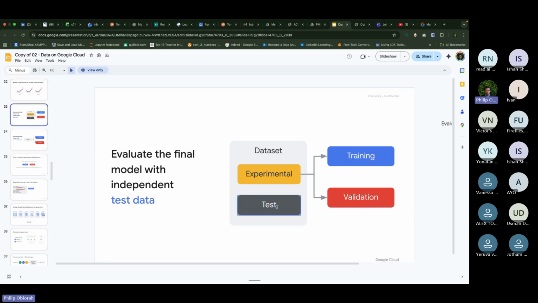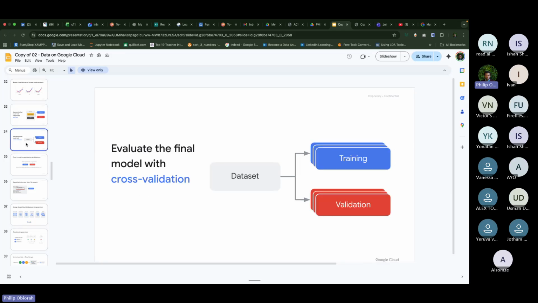Very important, take note. Use the training set multiple times, model learns, adjusts the weights, learns different parameters. Do this for your hyperparameter tuning, the validation set. All right. So the training and validation sets together make up your experimental data set. So you have the experimental set and the test set. Test set should be final. Evaluate the final model with independent test data. Very important.